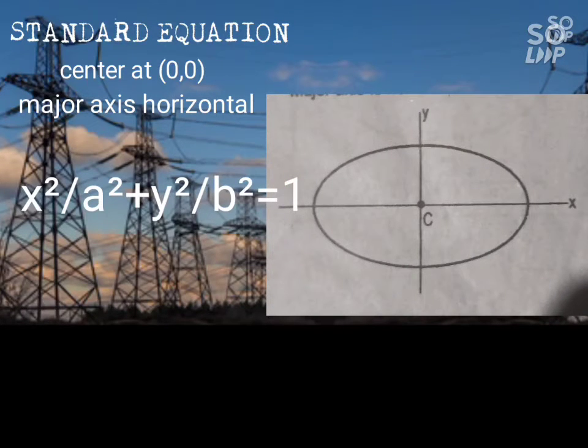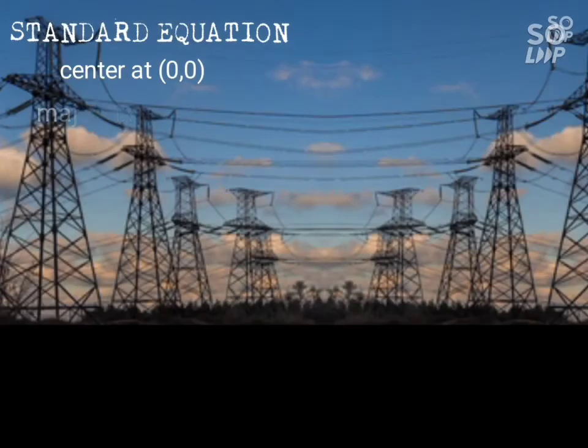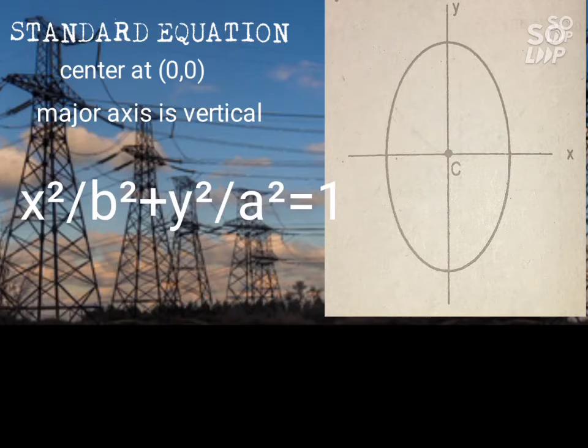Standard equation at center (0, 0): if the major axis is horizontal, then the equation is x squared over a squared plus y squared over b squared equals 1. The standard equation at center (0, 0): if the major axis is vertical, then the equation is x squared over b squared plus y squared over a squared equals 1.